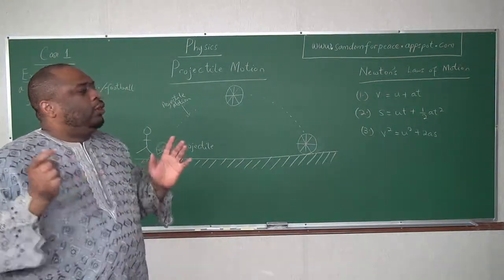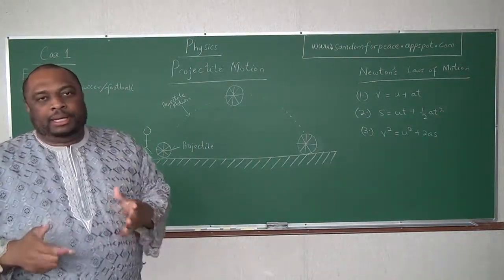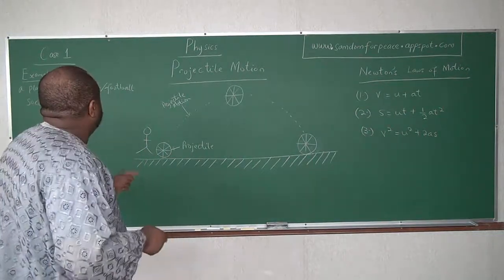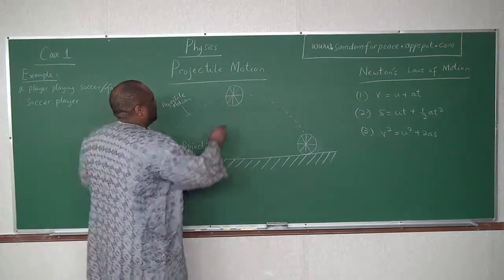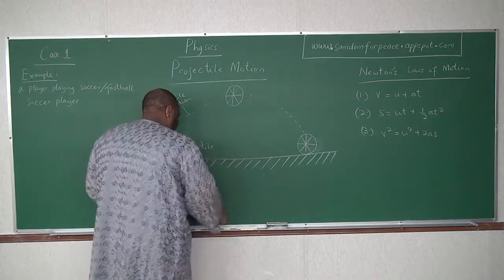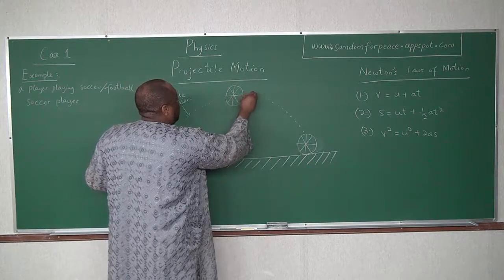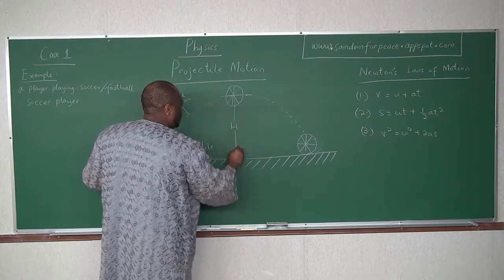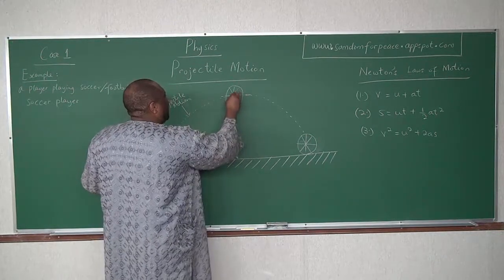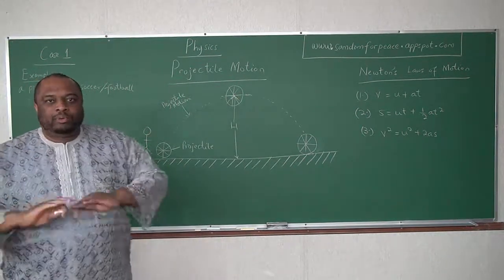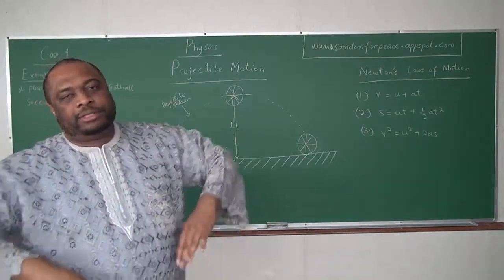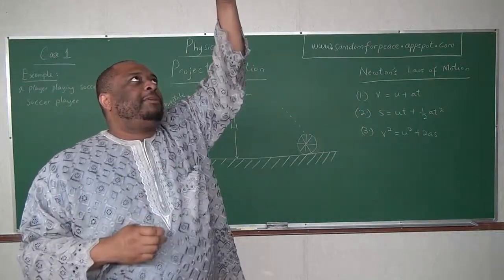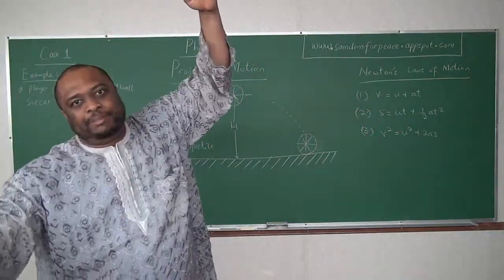Okay? So we are going to look at the time to reach the maximum height. So we have maximum height here. I'm going to call this h. We have to find, and this is case 1, which is the main case, the default case. Case 2 we have when you're on top of a building and you throw something down.